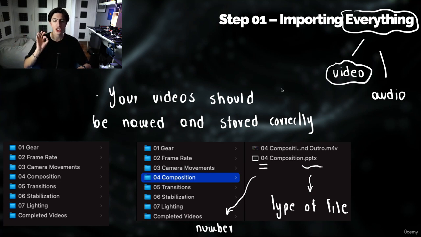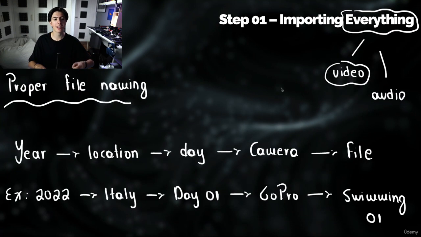But this is not the perfect way to number, name, and store your files. In fact, this is the perfect way to number, name, and store your files. This is the proper file naming footprint. I want you to screenshot this, keep it, and follow this for the rest of your videography career. Now, each word that you see right here, followed by the arrow, should be a different folder.